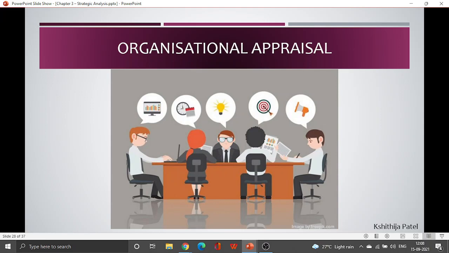Now, we speak a lot about this environment. Whenever we speak about environment, the internal environment of any organization is always determined by the forces that are there in the organization, maybe the organizational resources that exist, or the behavior of the organization. It can also be the strengths and the weaknesses of the organization, or the synergistic effects and the competencies that the organization has. So this organizational appraisal, as we call it, is concerned with the internal environment of an organization.